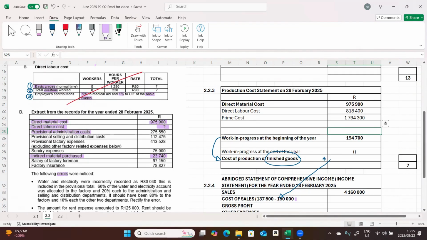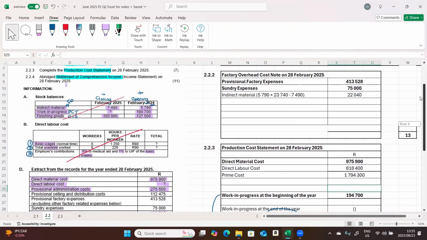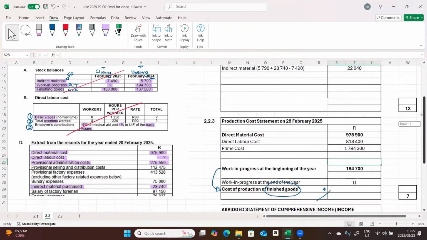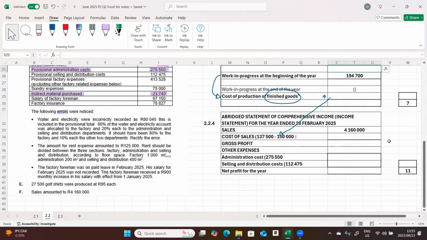Okay, we are going to have to read because there will be adjustments made to this amount, so we have to be on the lookout for these errors. Then we move on to the provisional selling and distribution. Once again, selling and distribution has got nothing to do with production, so it won't be in 2.2.2, nothing to do with the factory. That is why we will find selling and distribution costs in my income statement under other expenses. And there is my selling and distribution cost.